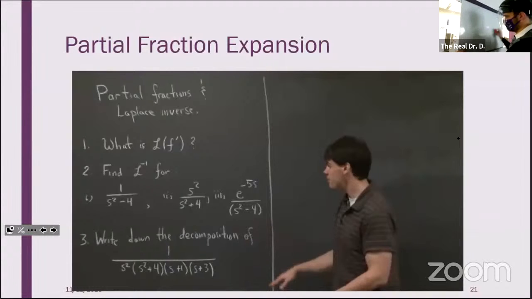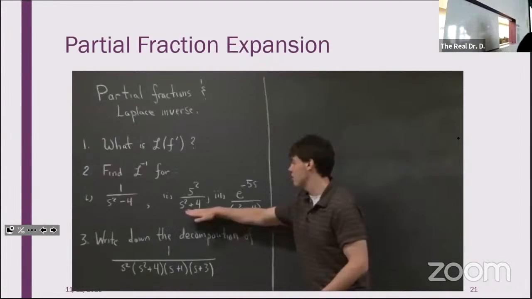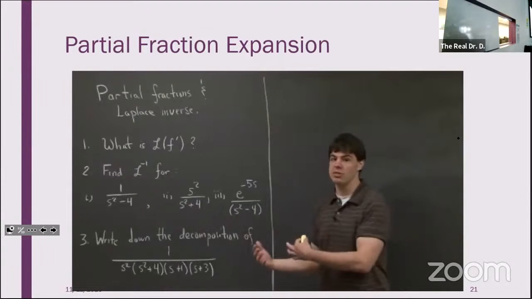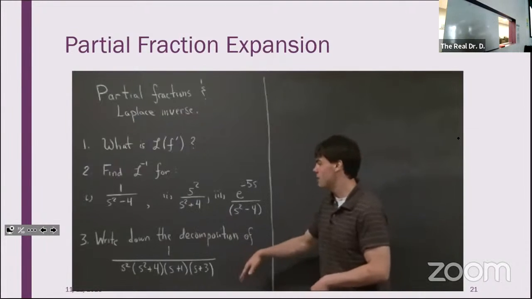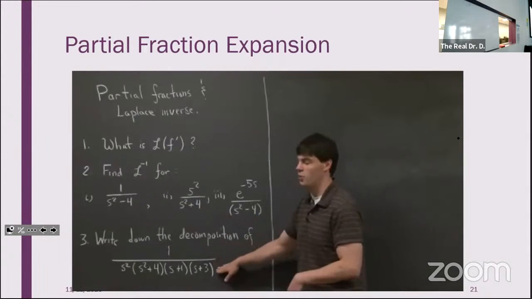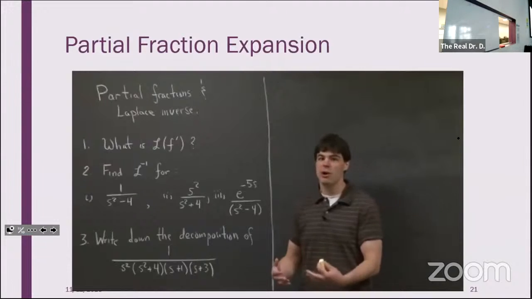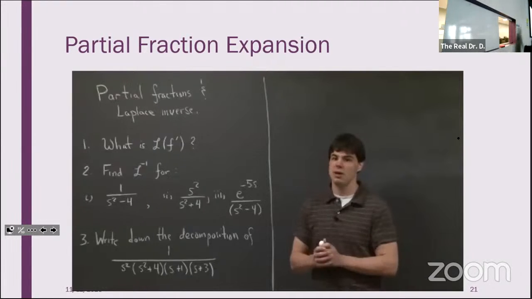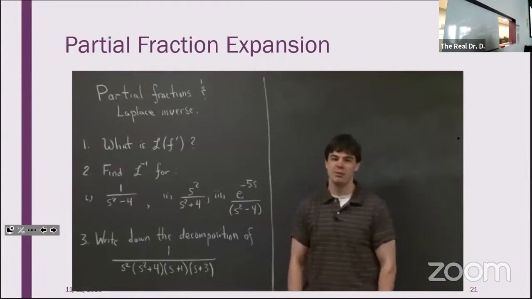And notice how none of these functions appear in the lookup table for a Laplace transform. So in each case, we have to use partial fractions to massage these functions into something which we do know the inverse Laplace transform for. And then lastly, for the third problem, we're asked to write down the partial fraction decomposition of the function 1 over s squared times s squared plus 4 times s plus 1 times s plus 3. When we do the partial fraction decomposition, we're just going to leave the undetermined coefficients unknown. We're not actually going to solve for them. Okay, so I'll let you think about this problem, and I'll be back in a moment.